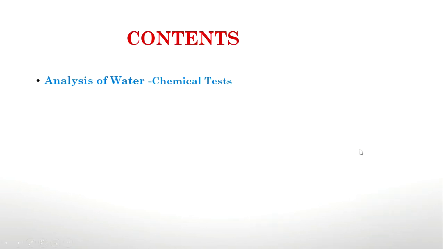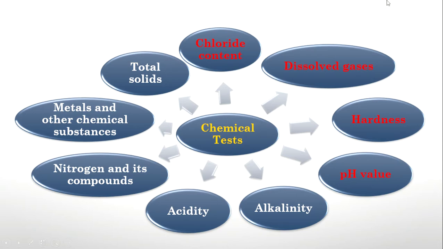So in this lecture, we will see the analysis of water, chemical tests. There are many chemical contaminants in water, and we'll see the different test procedures which are used to identify the different chemical contaminants. So here there are almost 9 chemical contaminants. Out of that, we will discuss 4 today.